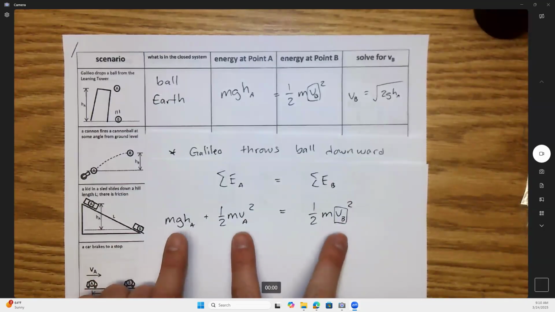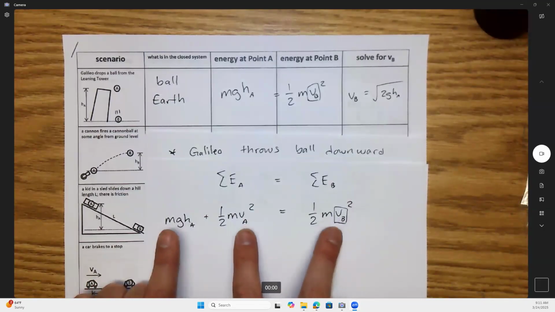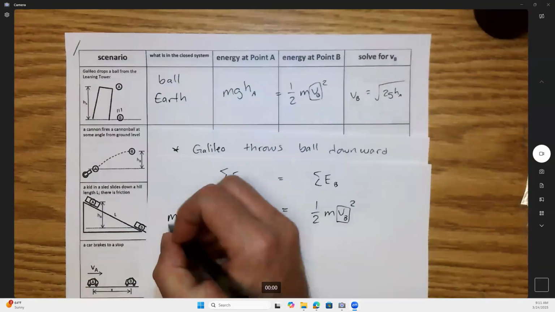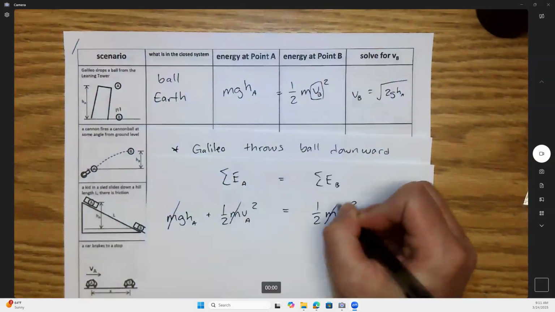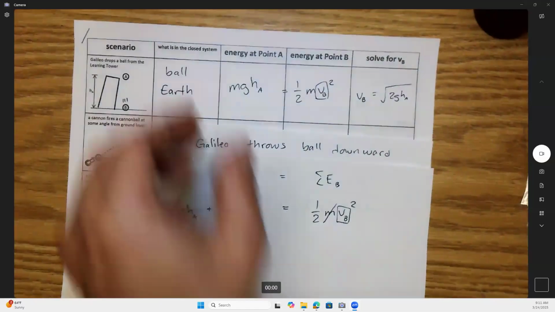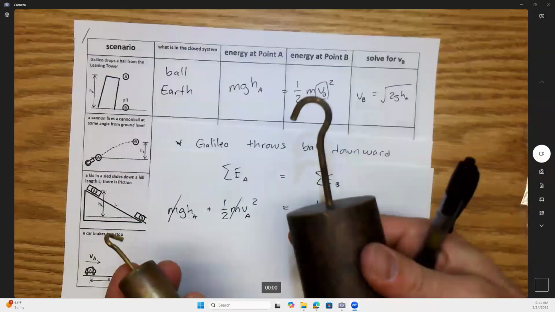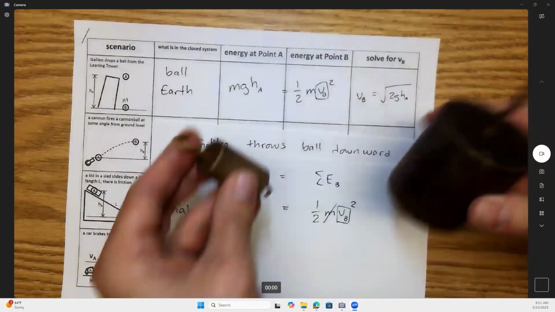Ooh, how many terms do I have? Three terms. Do they have anything in common? I can cancel out right here. Yep. The mass of the ball never mattered. Right, so it doesn't matter. Are you throwing this down? The answer is going to be the same for the speed.